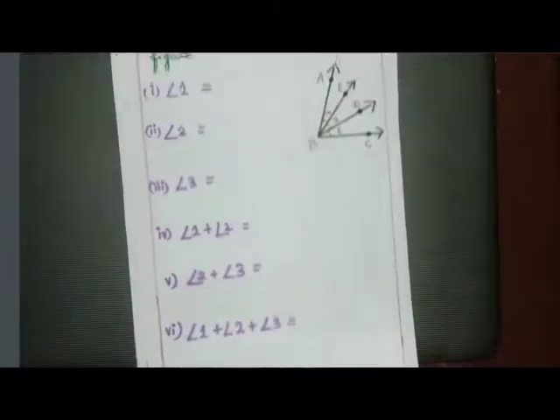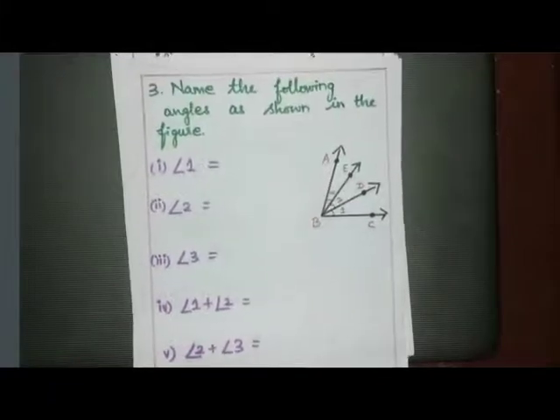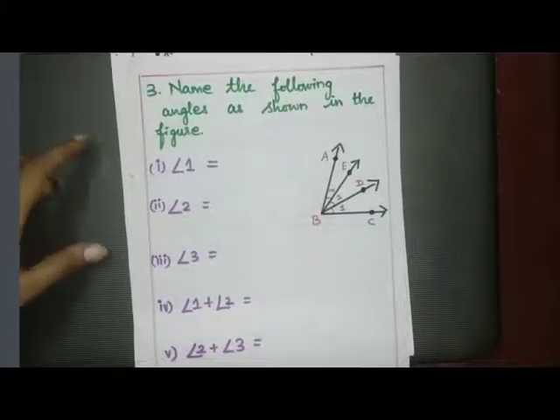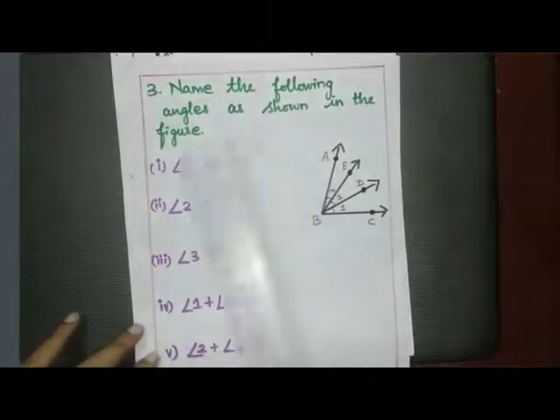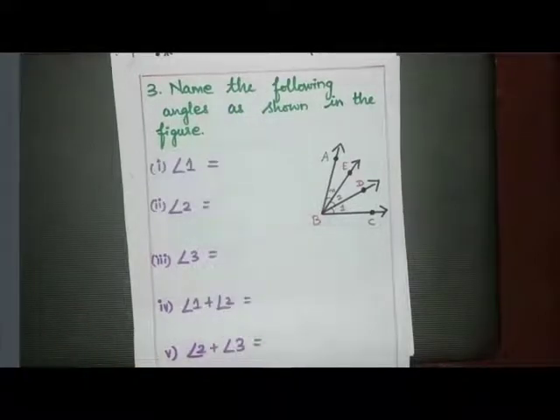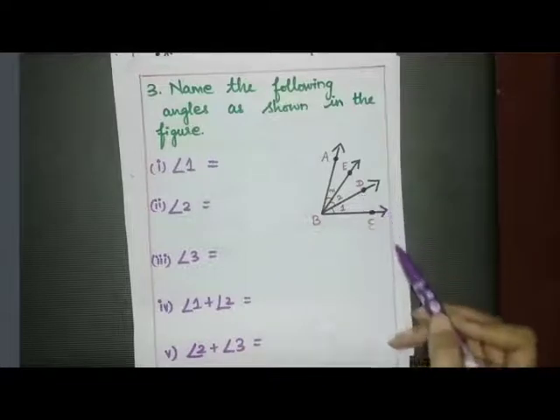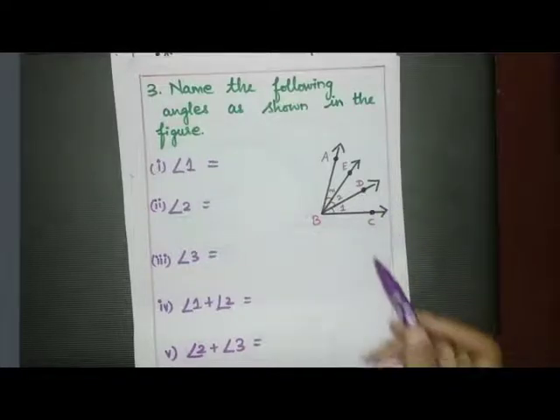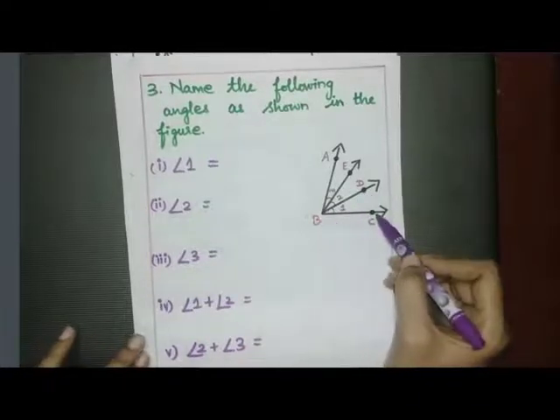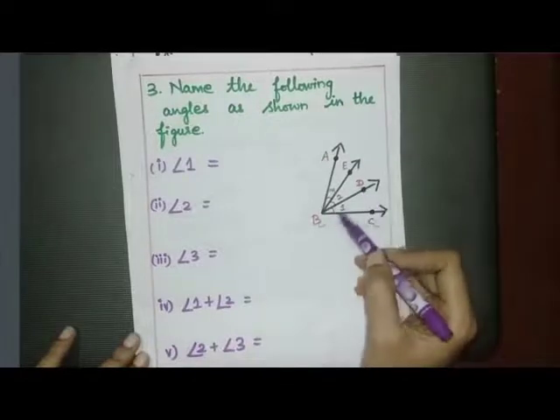Next problem. Problem number 3. Name the following angles as shown in the figure. You have to name the angles. Here you can name the angle in two ways, either DBC or CBD. The angle must be in the middle.